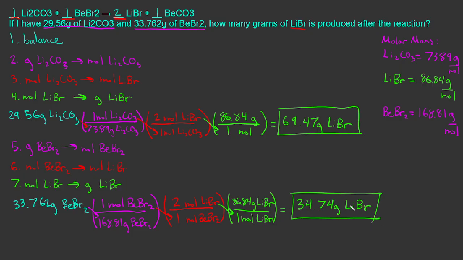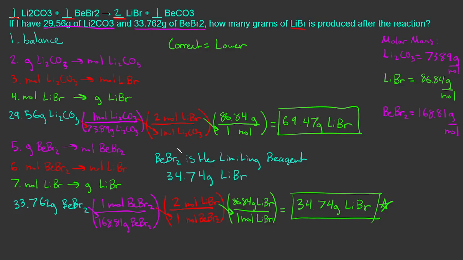Remember, the way we know the correct answer in a limiting reagent problem is that it is always the lower or smaller of the two values. So in this case, this one right here is our correct answer. The compound that gave us the lower result was BeBr2, so we describe BeBr2 as the limiting reagent, and our final answer is 34.74 grams of LiBr produced. I like to box this and say that this is our final answer.